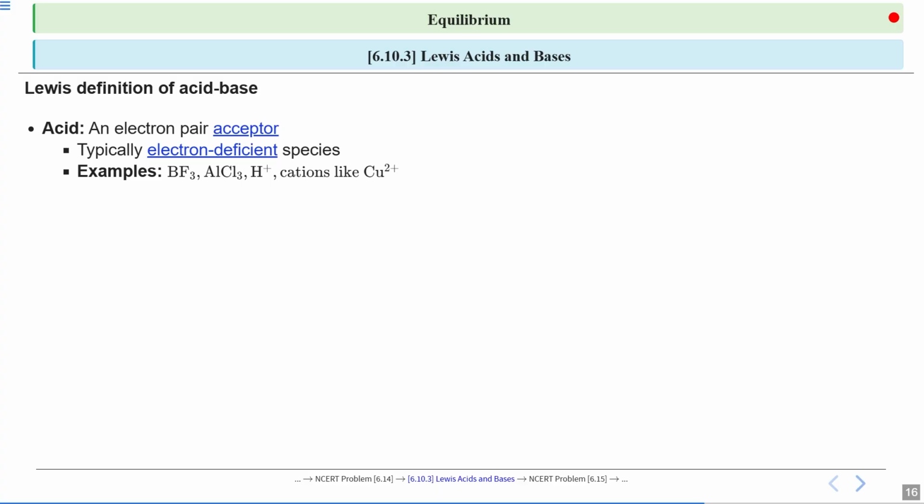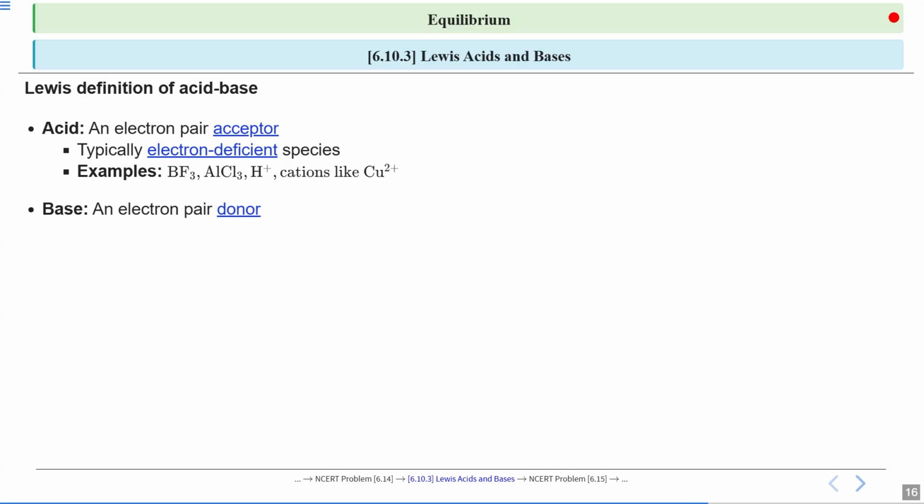If I talk about AlCl3 and BF3, what is the reason behind their electron acceptance? The reason for these two is that they are electron deficient because they don't have their octet complete. If you count the total number of electrons of boron, including its valence electrons and the electrons coming from fluorine, it comes to 6, which is less than 8. Similarly, aluminium has only 6 electrons, and that is the reason it will act as an electron acceptor.